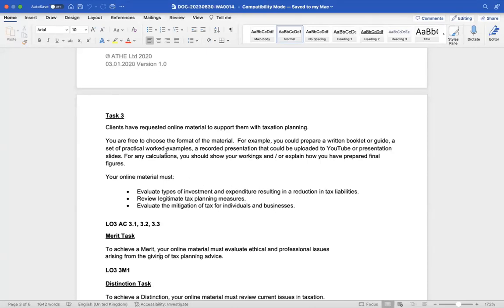In this task, again, to achieve a merit, your online material should also evaluate ethical and professional issues arising from the giving of tax planning advice. Discuss ethical considerations in tax planning, including the responsibilities of tax professionals and potential conflicts of interest. Provide examples of ethical dilemmas and how they can be resolved.